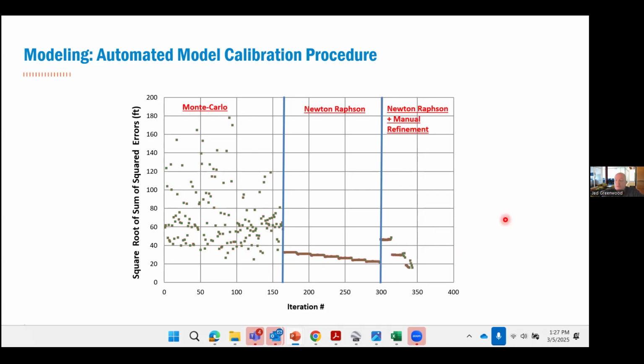Using this automated approach, it's a good way to determine if there are piezometers that are going bad. I just can't calibrate to this piezometer, and you might look into that one in a little more detail and determine that the piezometer's bad or there was something wrong in the installation record, and you might remove that from the calibration. So we were able to squeeze a little bit more out of it with the manual approach here at the end.